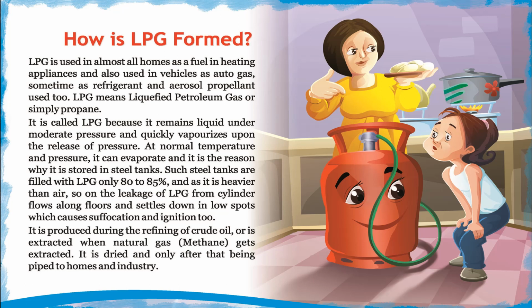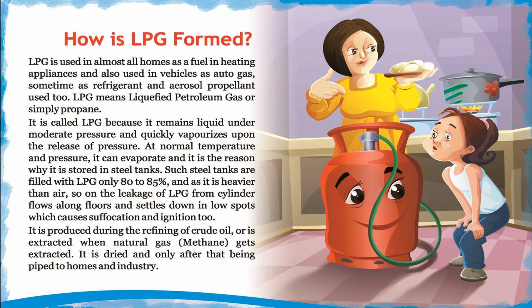How is LPG formed? LPG is used in almost all homes as a fuel in heating appliances and also used in vehicles as autogas, sometimes as refrigerant and aerosol propellant too. LPG means liquefied petroleum gas or simply propane. It is called LPG because it remains liquid under moderate pressure and quickly vaporizes upon the release of pressure. At normal temperature and pressure, it can evaporate, and it is the reason why it is stored in steel tanks.